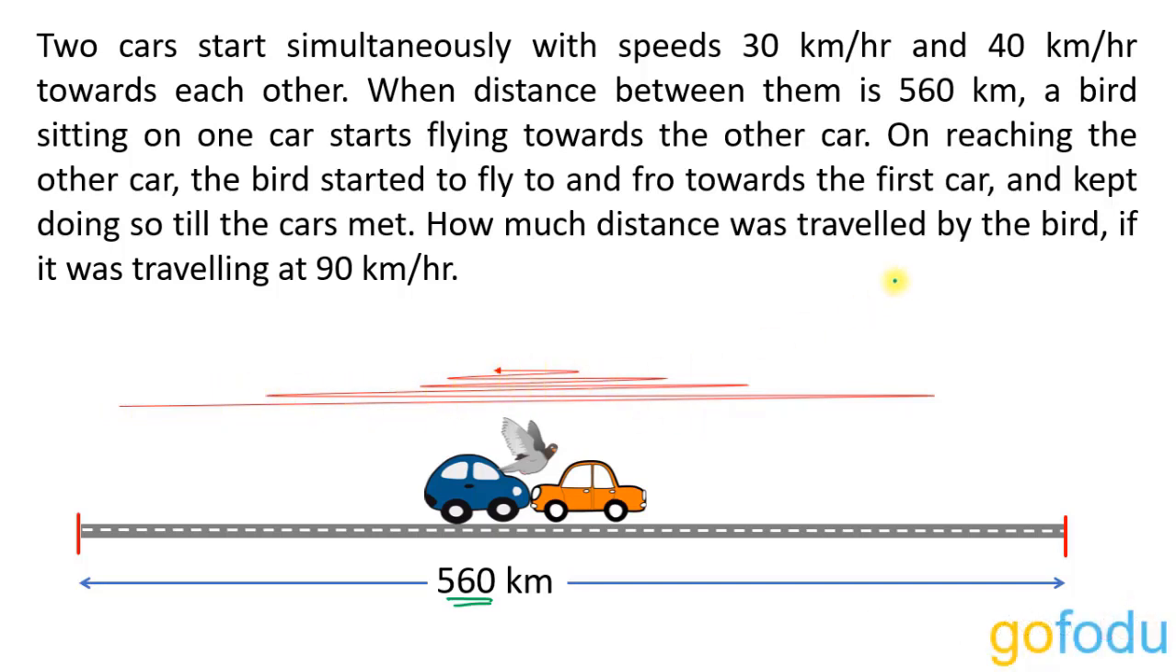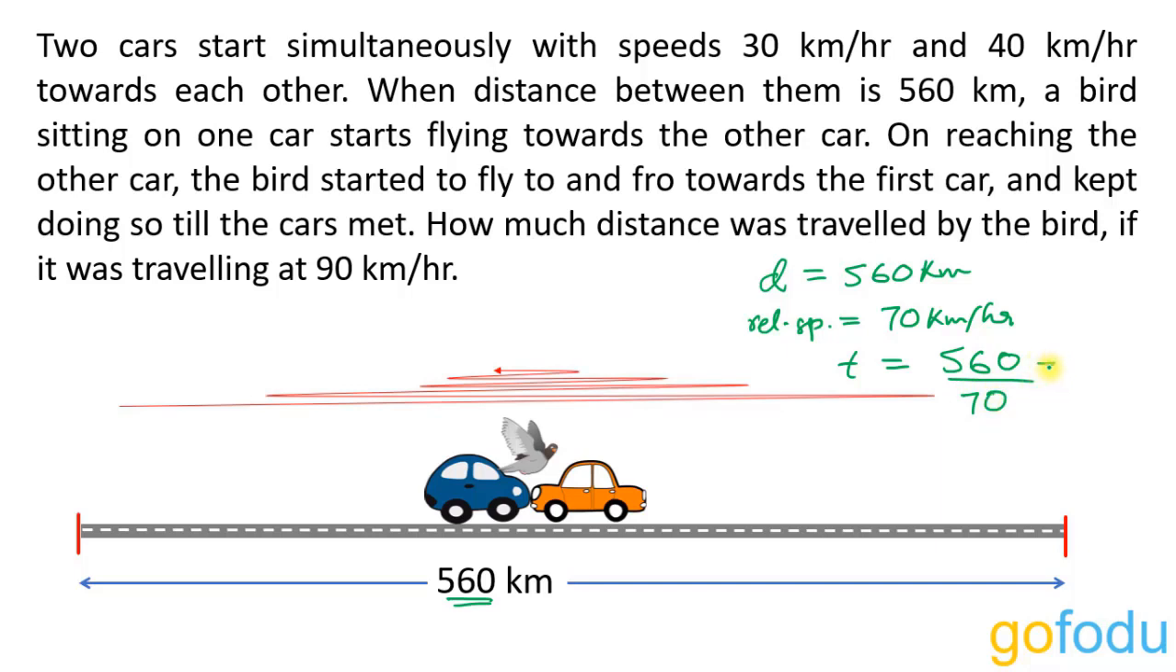So the distance that the two cars together travel is 560 kilometers. And the relative speed of the two cars would be 30 plus 40, that is 70 kilometers per hour. As the two cars are coming towards each other, relative speed would be the sum of individual speeds. So total time taken by the cars to meet would be this distance 560 upon their relative speed 70. This would be 8 hours.